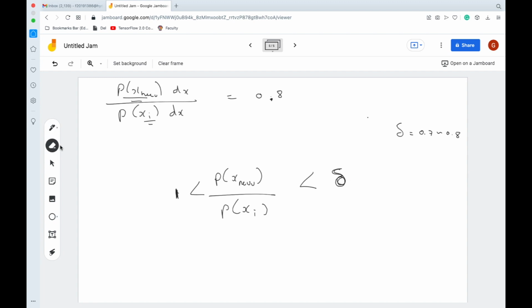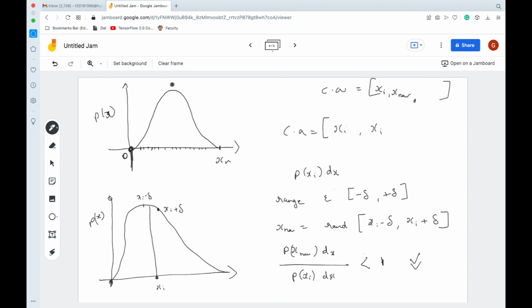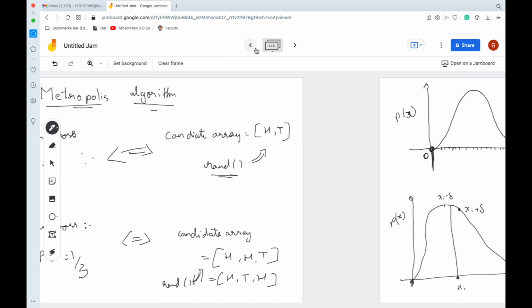Oh, I just wrote delta and I'm calling it gamma, my bad. Yeah, this is gamma, sorry, that was a blunder on my part. So basically if this ratio lies in this range, then what we do is we add x new, we keep adding x new to our candidate table, and we keep repeating this process again and again. So eventually what you get is a candidate array which kind of simulates such a probability distribution. Get it?